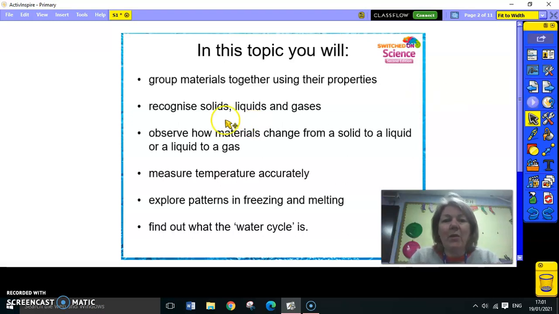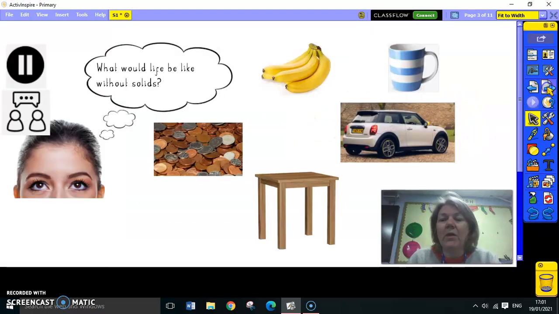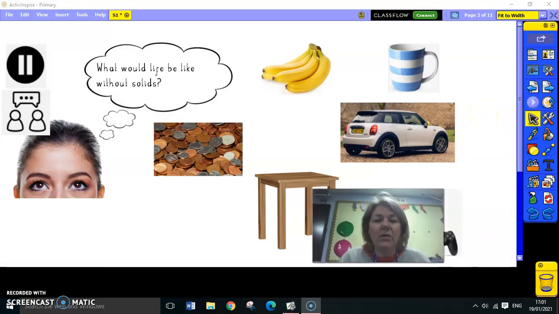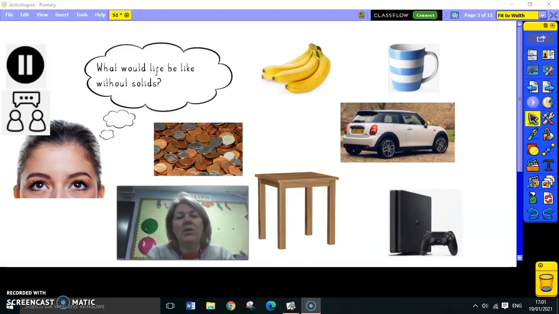So today we're going to be thinking about these first two learning objectives here: grouping materials using their properties and thinking about solids, liquids and gases. The first thing that I want you to do is have a little look at the pictures here on the screen. We've got some bananas and a cup and a car and a table, and there's a question there that I want you to pause and have a little think about and have a chat about with a family member if you've got one available.